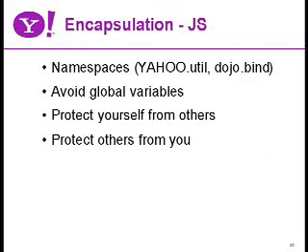JavaScript, again, some examples of namespaces: Yahoo util, Dojo bind. Remember to avoid using global variables and try to scope those locally to your functions, or at the very least wrap everything in an anonymous function. Because keep in mind, we're really trying to protect our code from other people's code, and at the same time be a good API citizen and protect others from our code.